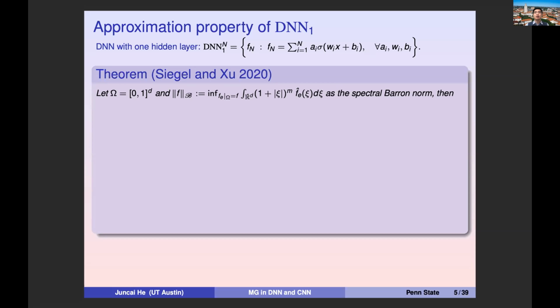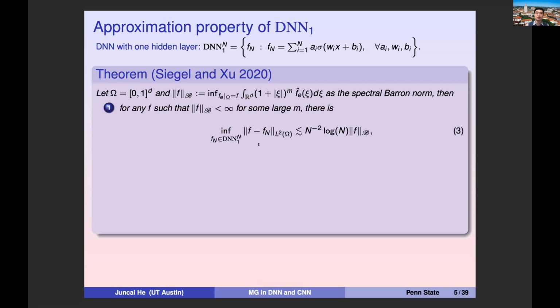So here, this f hat is the Fourier transform of this function. Then this theorem tells us, this is only for one hidden layer, if you have n neurons, this is for ReLU, and for just L2, this is a special case. You have an upper bound that is n to the -2 times log n. So there's no dimensionality, you can say. In some sense, this overcomes the so-called curse of dimensionality.